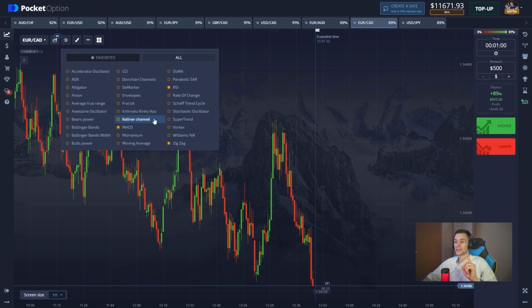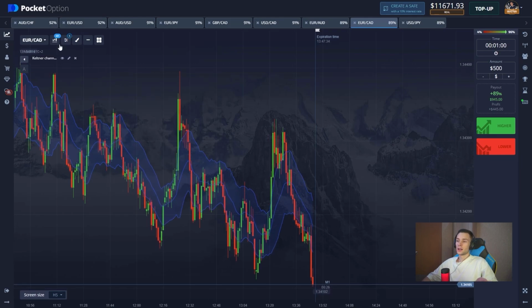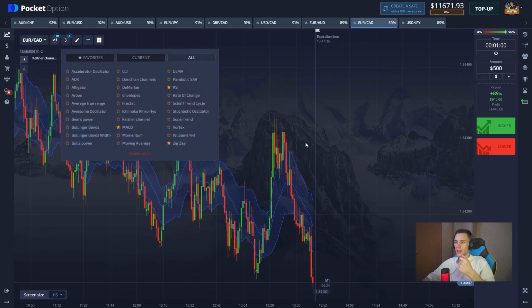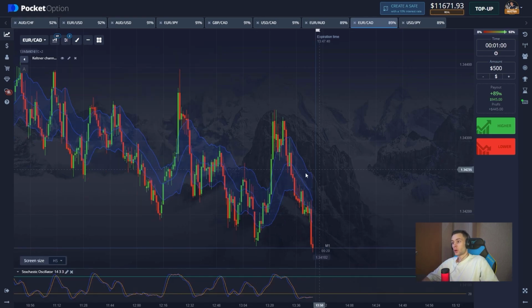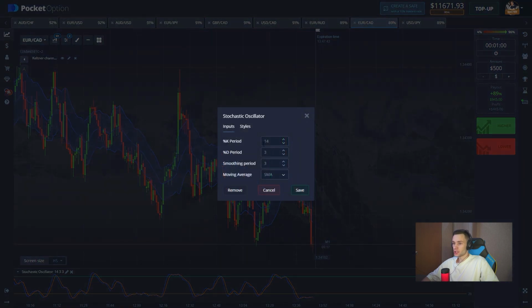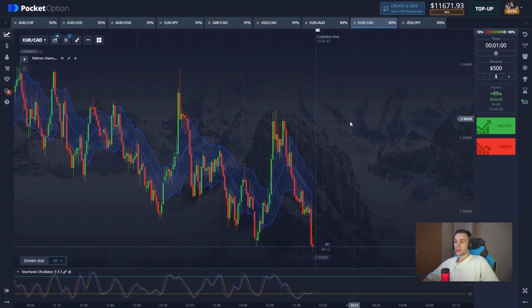The first one is the stochastic, and the next one is the Keltner channel. They work perfectly in combination, guys, and I know many people who use this strategy, and generally it brings them a good profit.